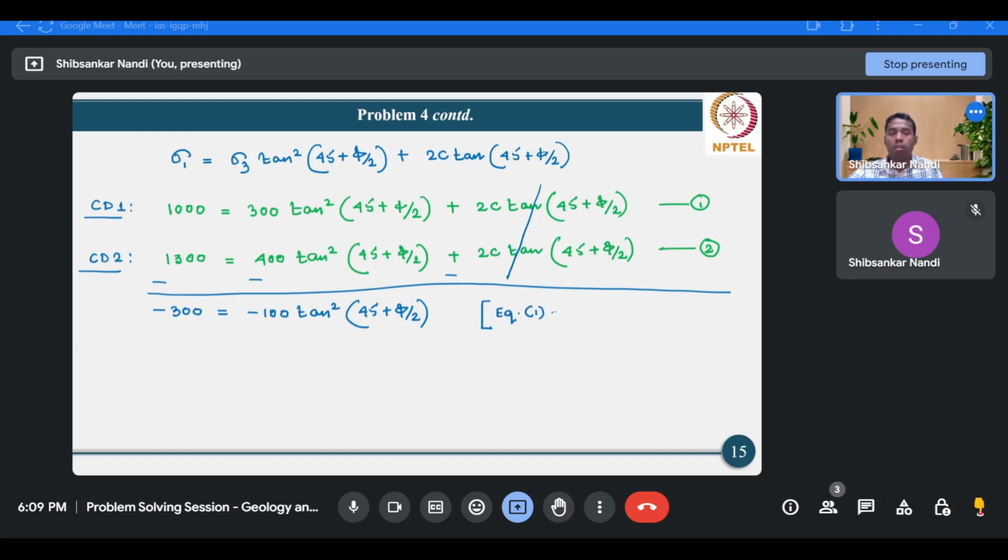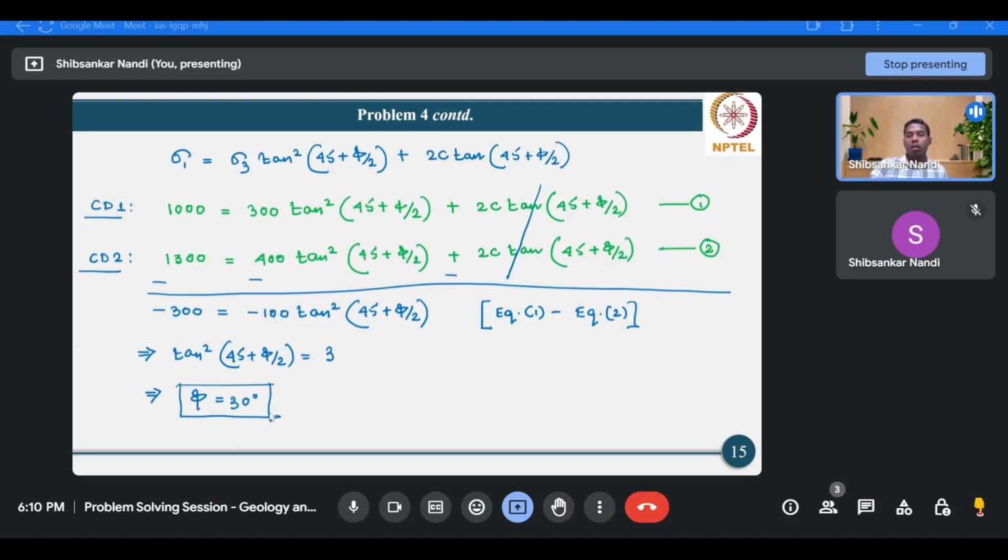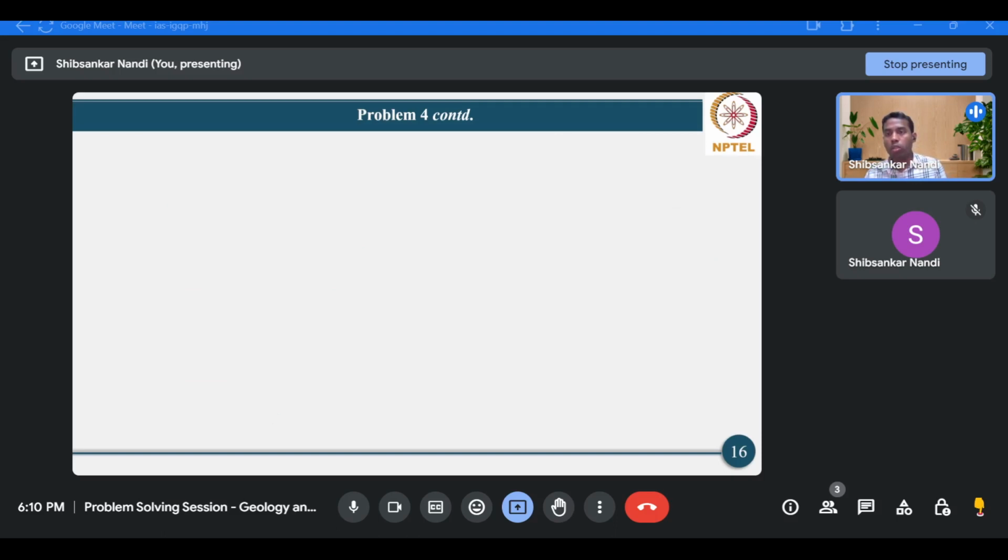Equation 1 minus equation 2. So therefore your tan square (45 plus phi/2) will be simply 3, or the phi value you can calculate as 30. Okay, so this is the angle of internal friction for the given soil. So this is not needed. Okay, we have to report the question only.